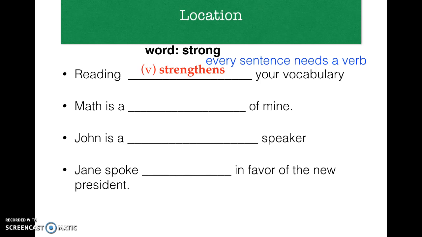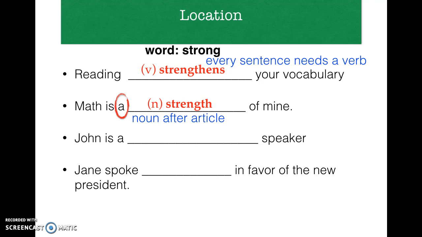Let's have a look at the next one. Math is of mine. We can see that there is an article, and after the article there is no noun. So we need the noun form here. If you see an article, you'll more than likely need a noun to follow it. Okay, so nouns after articles, this would be strength. Again, we're looking at the location, we're seeing what's around it, and we're choosing a form.